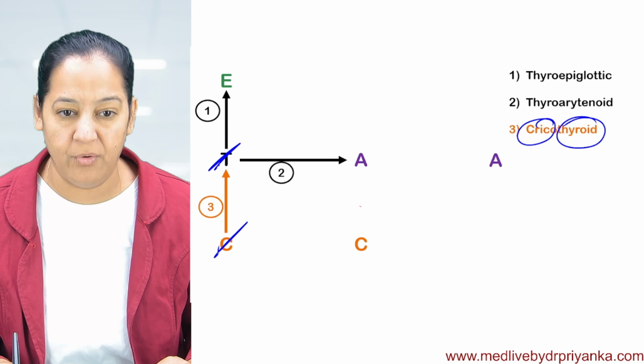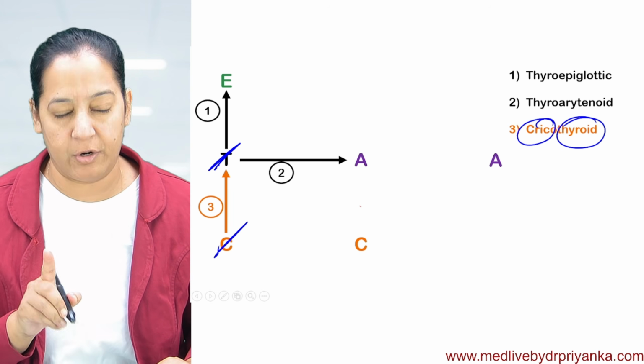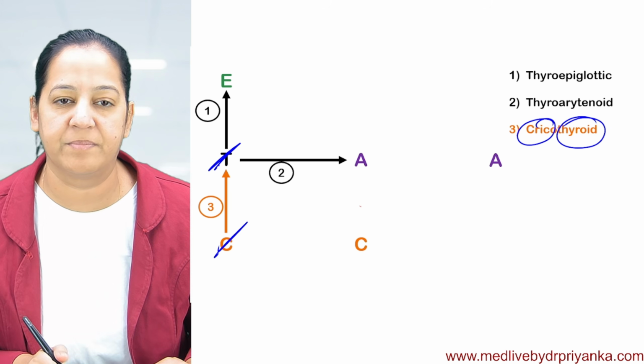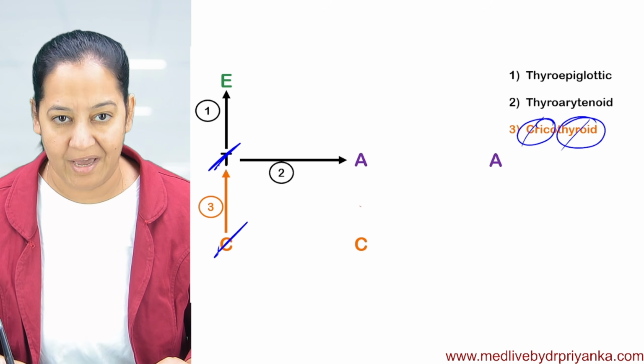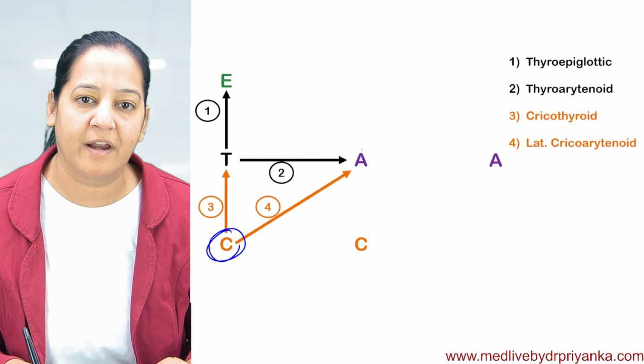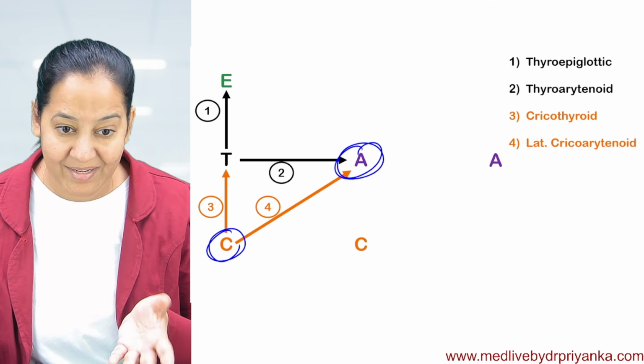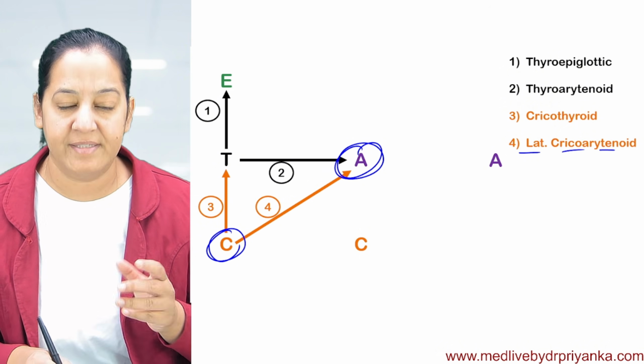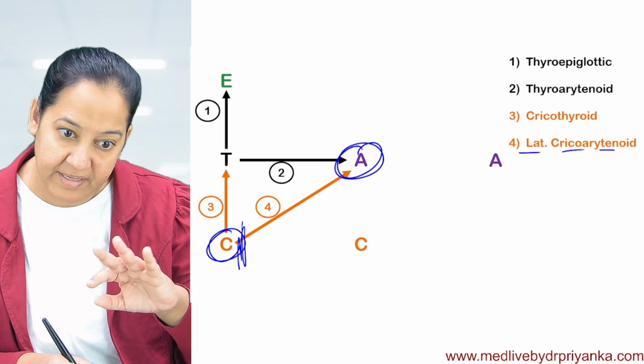Cricothyroid, you can appreciate. Okay, one more muscle arising from the cricoid, the second muscle. There are a total of 3 muscles arising from the cricoid. The first is cricothyroid. The second is cricoarytenoid. It is connecting the cricoid and the arytenoid. It is known as lateral cricoarytenoid. It is connecting the lateral side of the cricoid with the arytenoid.